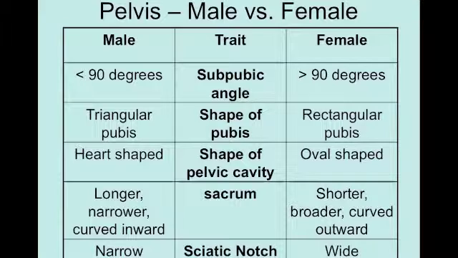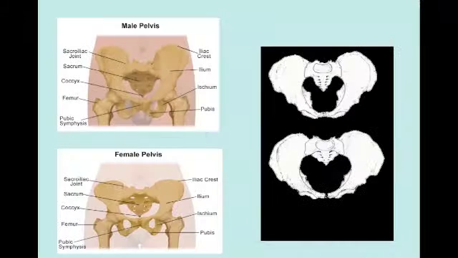The overall shape of the interior, the big opening of the pelvis, is heart-shaped on a male, oval on a female. And the overall shape of the sacrum is a little bit different. That's what your spine sits on, what your pelvis is attached to. It tends to be longer, narrower, and curved inward on a male, shorter, broader, and curved outward on a female. And let me show you these in pictures because they're kind of hard to see.